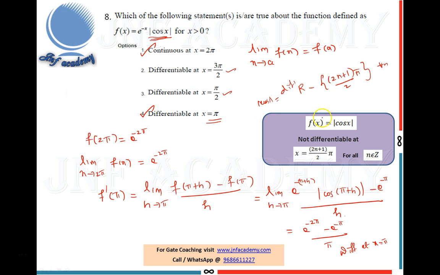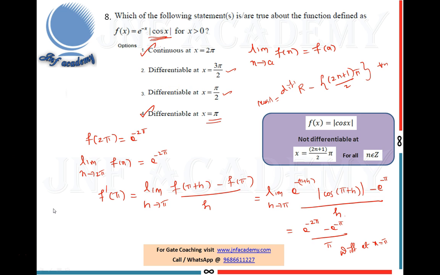So modulus cos x function is not differentiable at x equal to (2n plus 1) by 2 times pi, for all n belonging to the integers. So you can say options 1 and 4 are true, the other two are not true. So the answer is options 1 and 4.